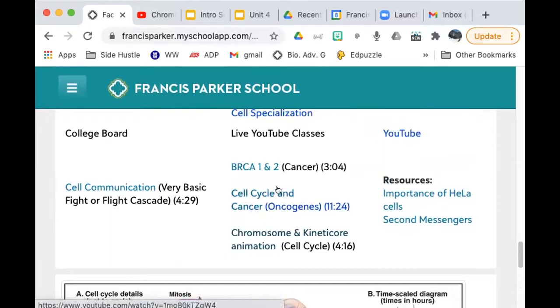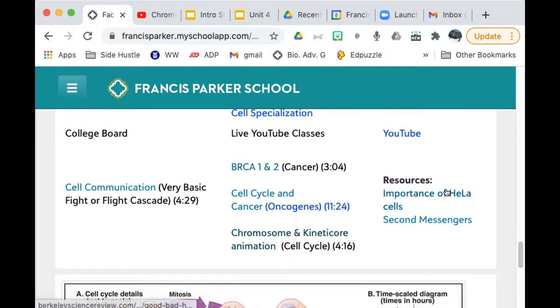And then there's discussion on cell cycle, cancer, oncogenes. BRCA1 and BRCA2 are gene mutations that are responsible for your cells breezing through the checkpoints for breast cancer. So BRCA1 and BRCA2 are responsible for breast cancer.